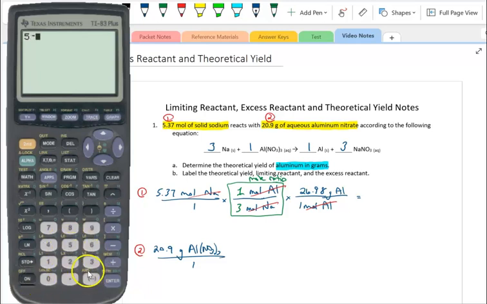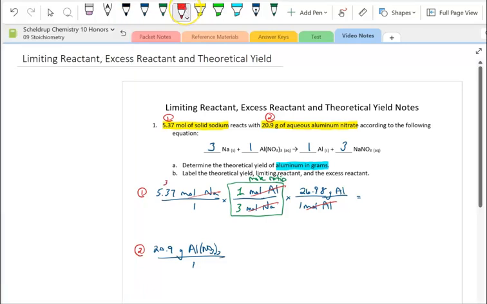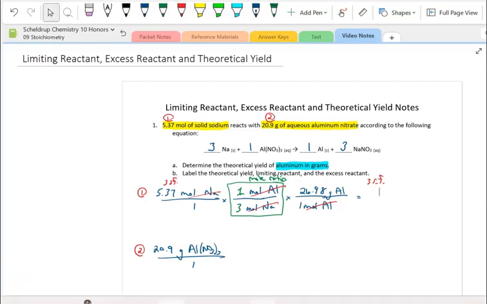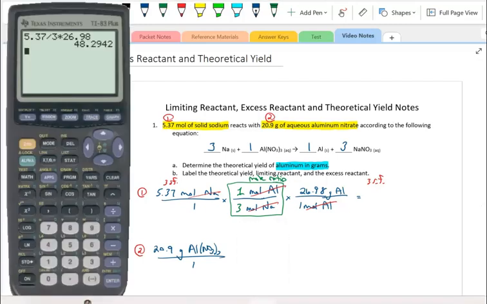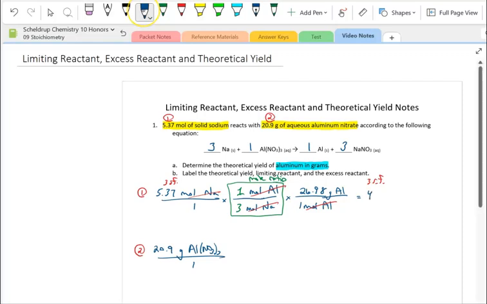All right, 5.37 divided by 3 times 26.98 gives me a total final answer of 48.2942. If I look at my givens here, my initial number started with 5.37. That started off with 3 sig figs. So my final answer is also going to need to be rounded to 3 sig figs. So I'm just going to straight up round this answer to 48.3, so that way I don't have to do any extra work here at the end. 48.3 grams of aluminum. Now, I'm not going to circle that answer.